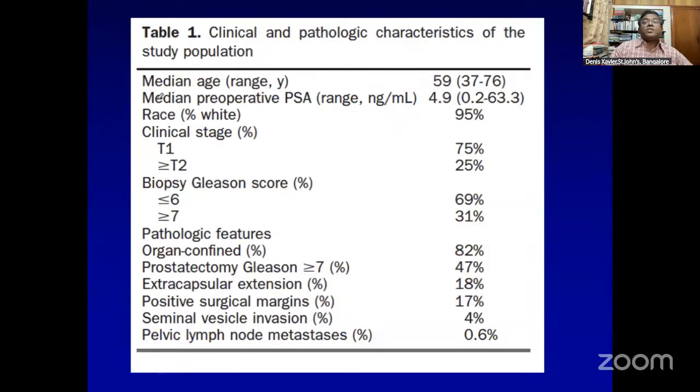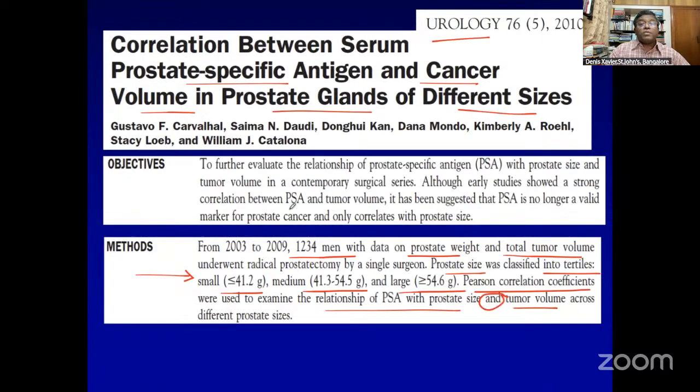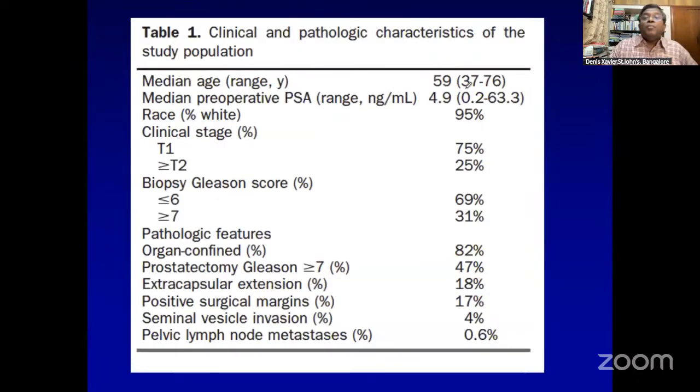So these are the characteristics. What is the number of patients we have? Oh, this is a very good number: 1,234 men. Median age 59. Preoperative PSA is 4.9.